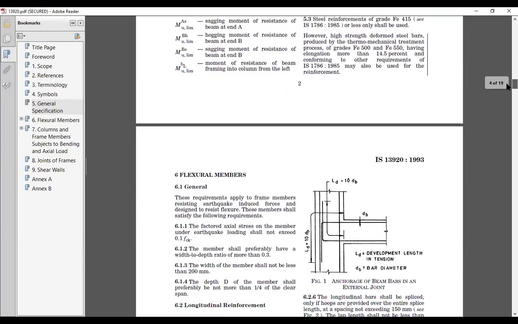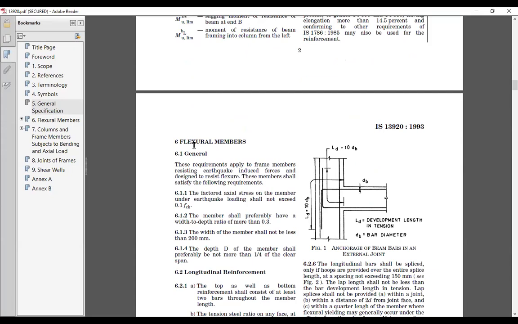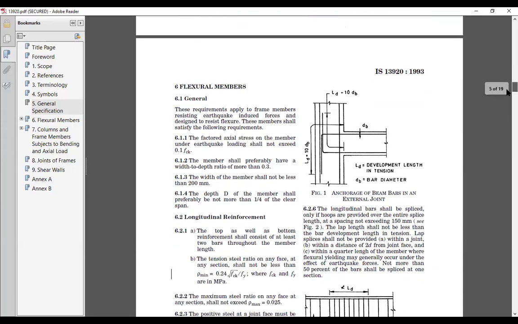After this, we will see the specifications for flexural members. Okay, so for flexural members we will see the specifications. General, then for longitudinal reinforcement there are some specifications.